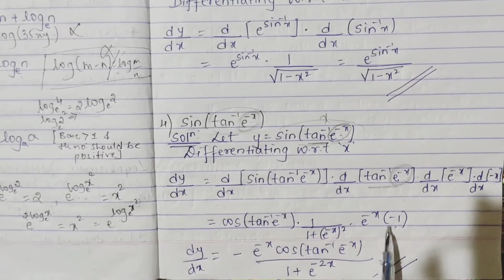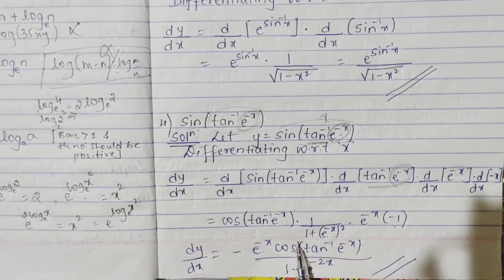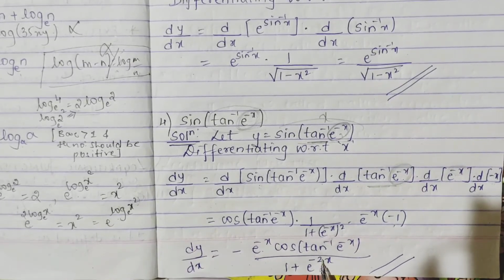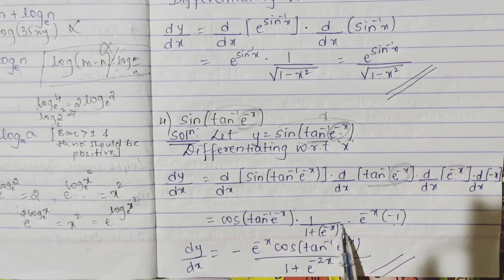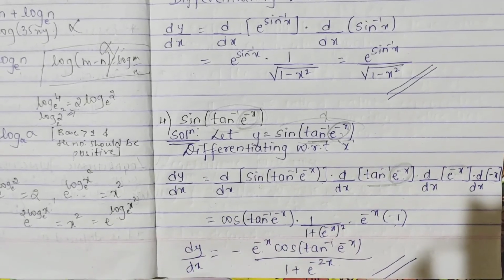So simplifying this, minus e to the power minus x cos of tan inverse of x, whole divided by 1 plus e to the power minus 2x. This e to the power minus x squared will be e to the power minus 2x now, you can multiply only. So this you can write as simplified, finally.